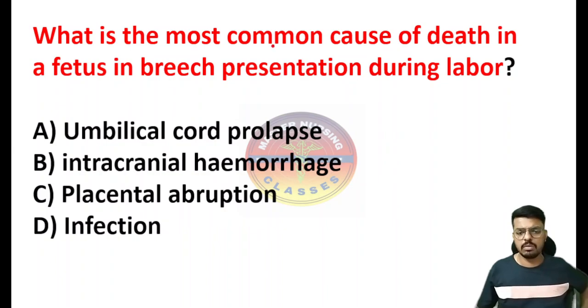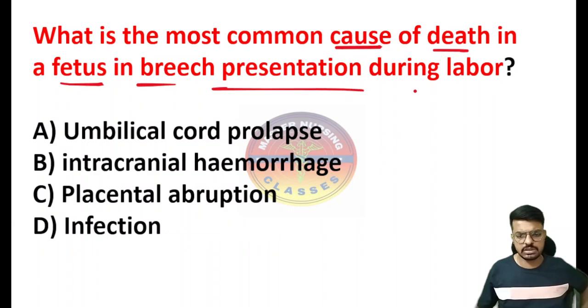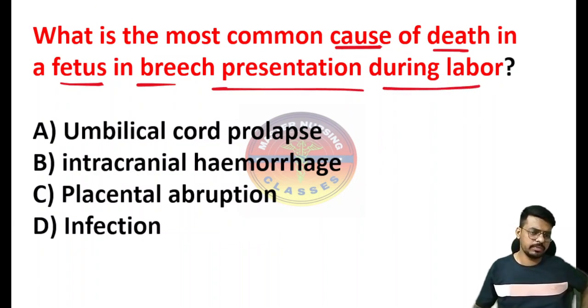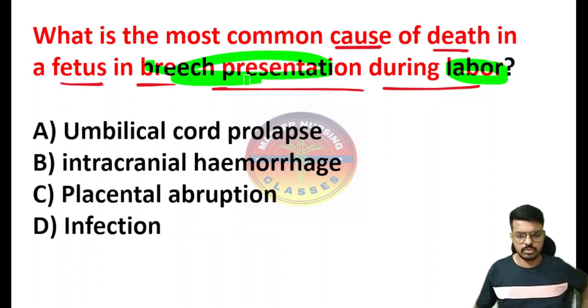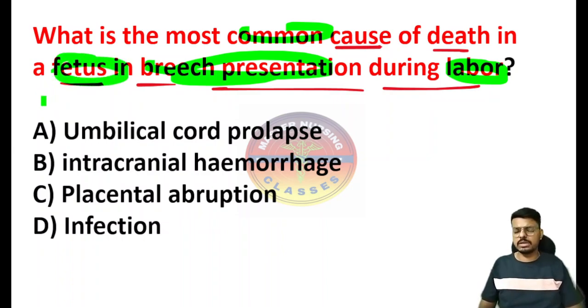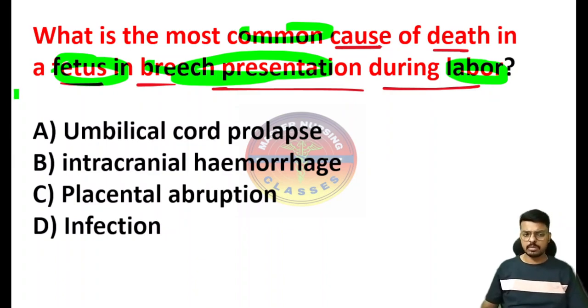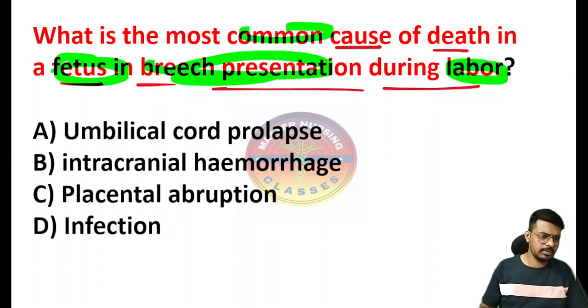What is the most common cause of death in the fetus in breech presentation during labor? While delivering the baby with breech presentation, what is the most common cause of death in the fetus? How will the fetus die most commonly in the normal vaginal delivery during the breech presentation? Your answer will be option A, umbilical cord collapse. No. So I will tell directly the answer. The answer is intracranial hemorrhage is the most common.